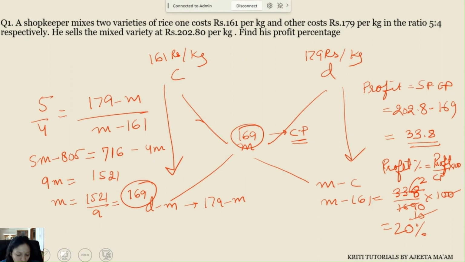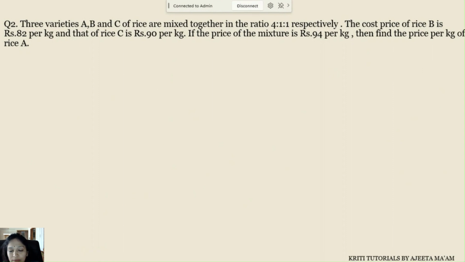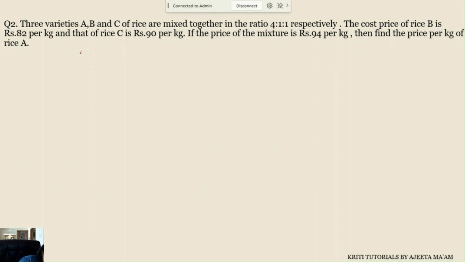Now, if we move to the next question. Here we are given three varieties, A, B, and C. And their ratios are given as 4 is to 1 is to 1. So, how can you do it? A is to B is to C, and the ratio is given to us as 4 is to 1 is to 1. But right now, we just discussed the formula for two varieties. Now, how to go for three?